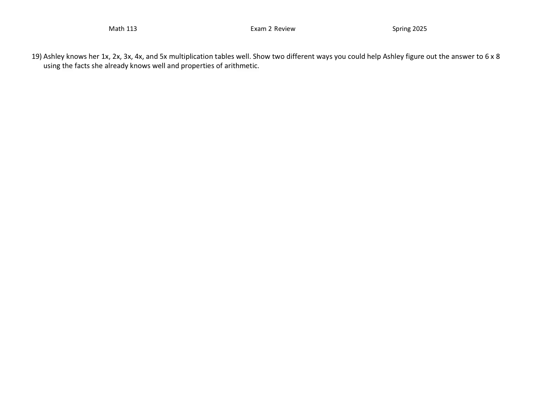Ashley knows her 1 times, 2 times, 3 times, 4 times, and 5 times multiplication tables well. Show 2 different ways you could try to help Ashley figure out the answer to 6 times 8 using the facts she already knows well and properties of arithmetic.